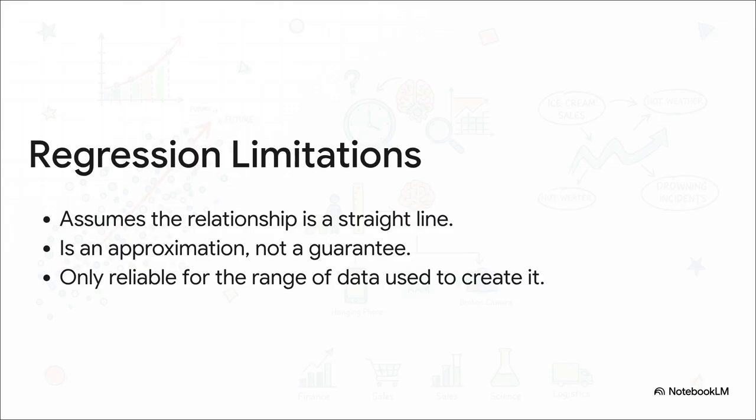Linear regression assumes the pattern is a straight line, but life isn't always linear. Also, it gives us a good approximation, an educated guess, but it's never a guarantee. And this is a big one. It's really only reliable inside the range of the data you use to build it. Our model that predicts a kid's height is going to be totally useless for predicting the height of a 45-year-old.